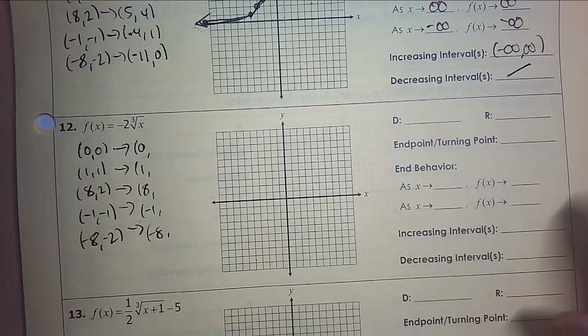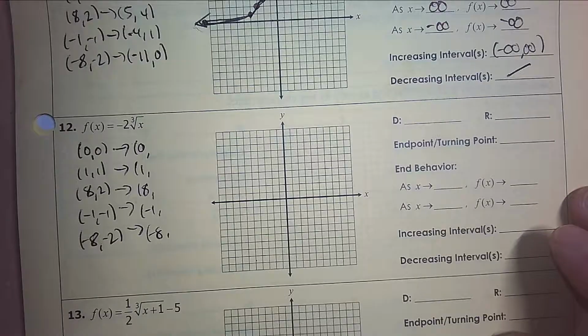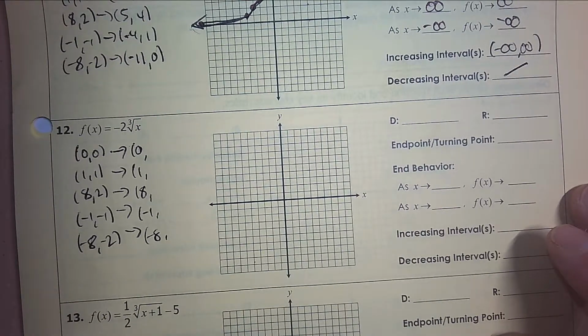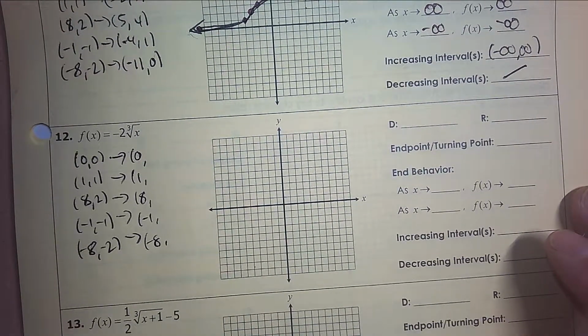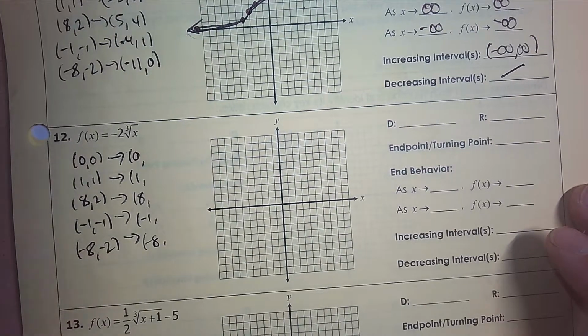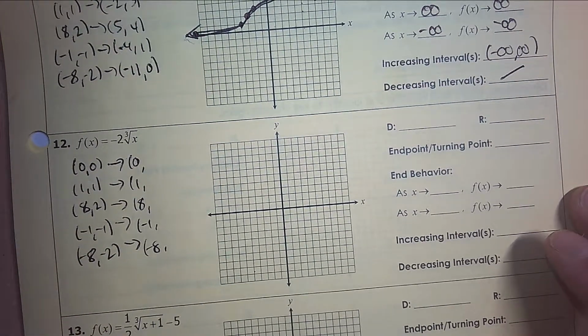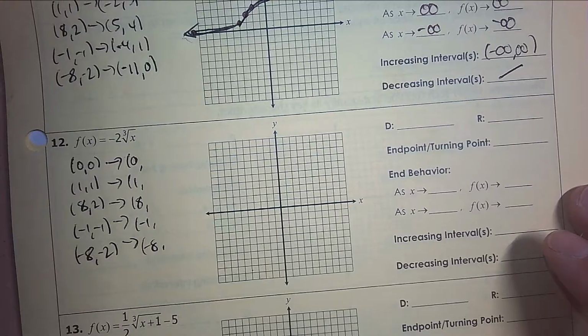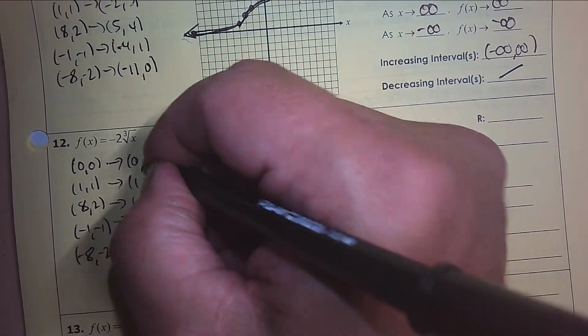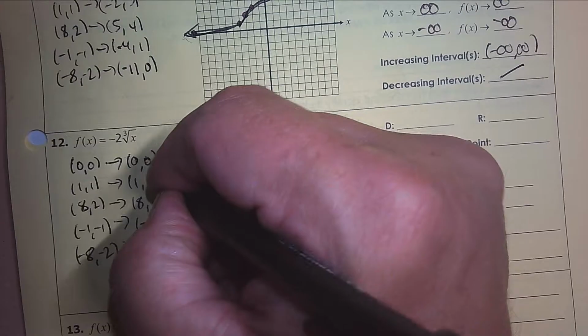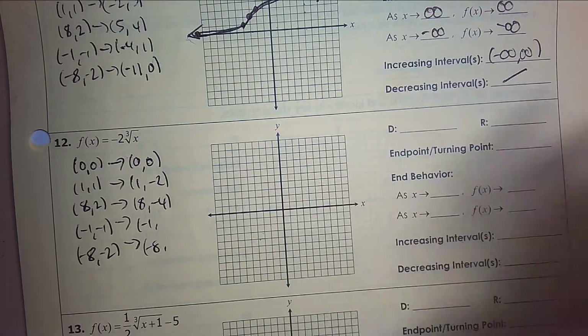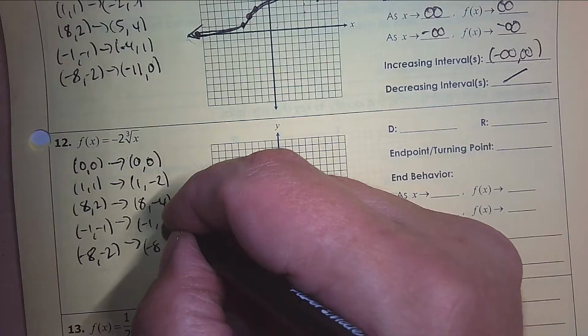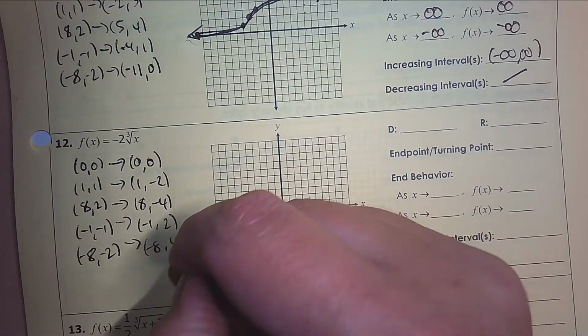Next, can you look in front or what follows? Is there anything in front of the cube root sign or following it? And what do you see in front? -2. So we're going to multiply every y coordinate by -2. So 0 times -2, 1 times -2, 2 times -2. You get the idea all the way down. Now we have points to plot.